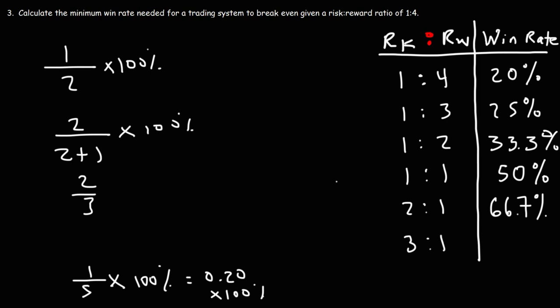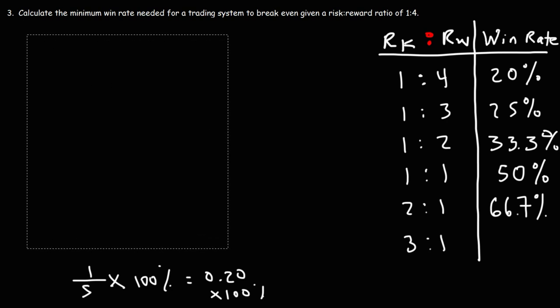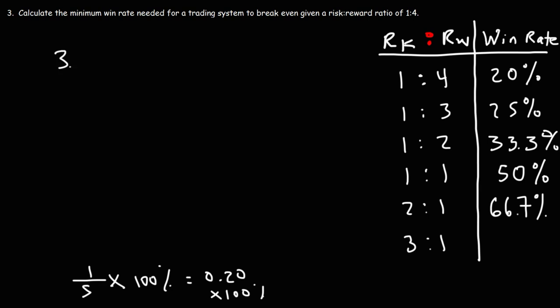If the risk-reward ratio is 3 to 1, this is going to be 3 over 3 plus 1, or 3 over 4.